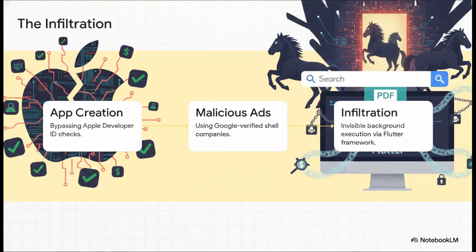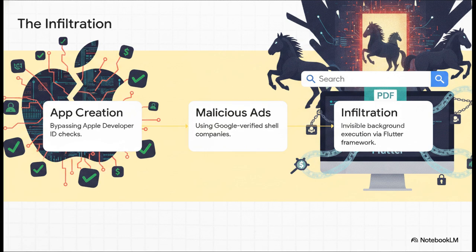This is a straight-up modern-day Trojan horse situation. Let's break down exactly how they're slipping past both Apple and Google's multi-billion-dollar security nets. Step 1, application creation. The attackers build these malware-infected apps, but they actually sign them with valid Apple developer IDs. That is absolutely crucial because it lets them bypass Apple's stringent notarization checks. The Mac literally thinks it's welcoming a trusted friend.